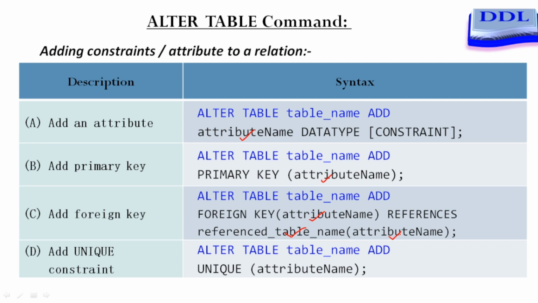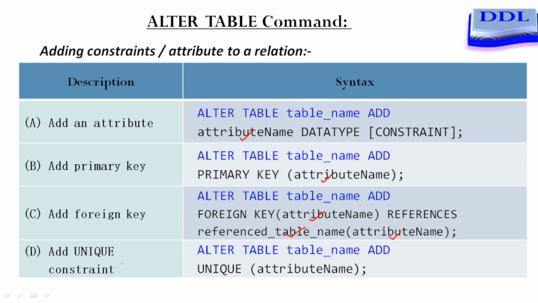This attribute will be the primary key of the parent table. Alter table name add foreign key, attribute name, references, reference table name, and in bracket give the primary key field of the parent table. Then how to add a unique constraint. Alter table name add unique attribute name.